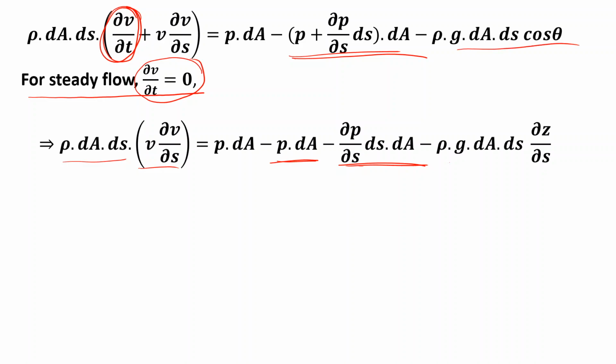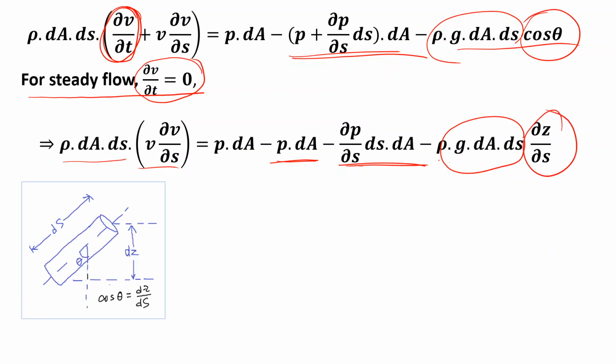we can write as, you see, these and these are remaining the same, but the cos theta is replaced with dz by ds. Now what does that mean? Let's try to understand with the figure again. So this is the length ds, and z is just the vertical dimension. So therefore, if this is the length ds, then dz is the vertical component of that length, and dz by ds will give us cos theta. So therefore we have replaced cos theta with dz by ds, del z by del s.